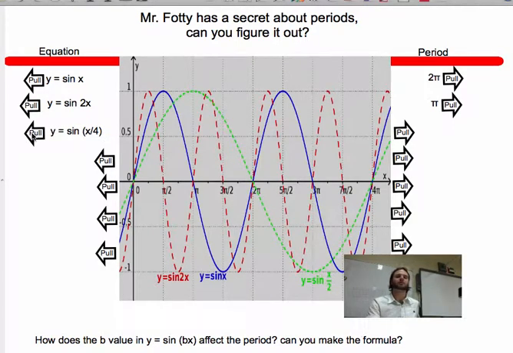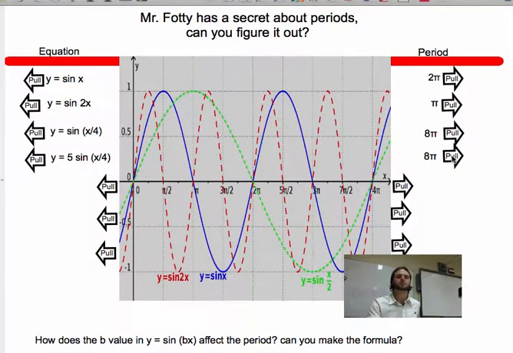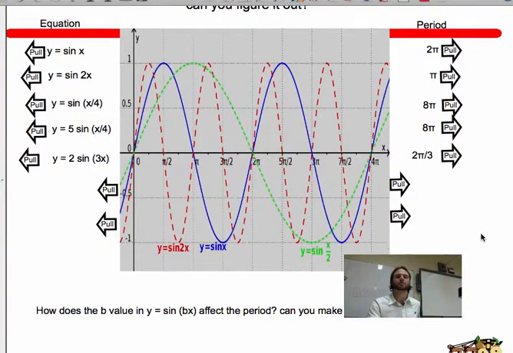There's my equation. What do you think my period is going to be? Here's my next equation. Well, that's interesting. It's the same. My period for this one is the same as the period for this equation. Take a look at this one here. That's an interesting period as well. Okay, we have one more. That's interesting.